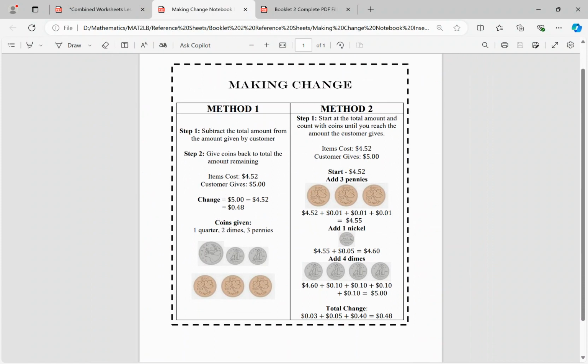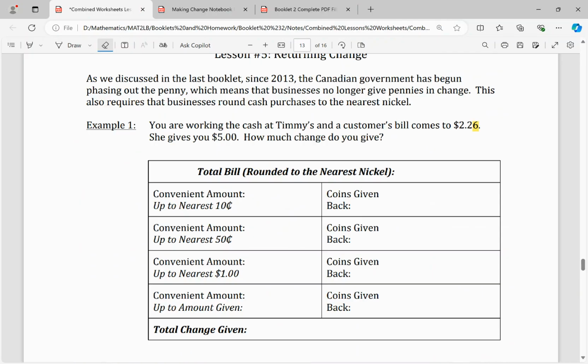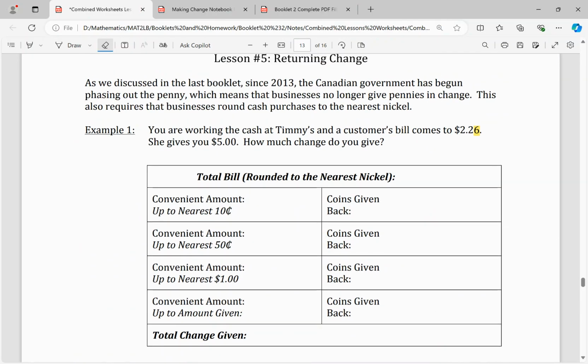This summarizes the 2 different ways that you can calculate the kinds of change that you will need to give back to the customer. Let's get started. In lesson 5, we talk about what kind of change to give back when you're given or giving cash to somebody else. Example 1 states that you work cash at Tim Hortons and the customer's bill comes to $2.26. The customer gives you $5, so how much change do you give?